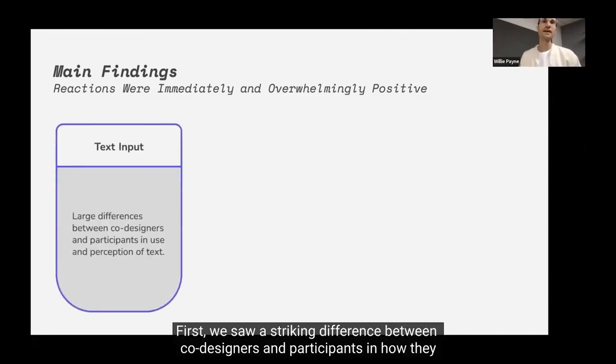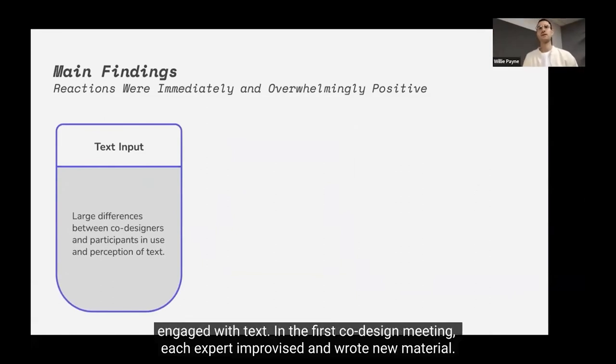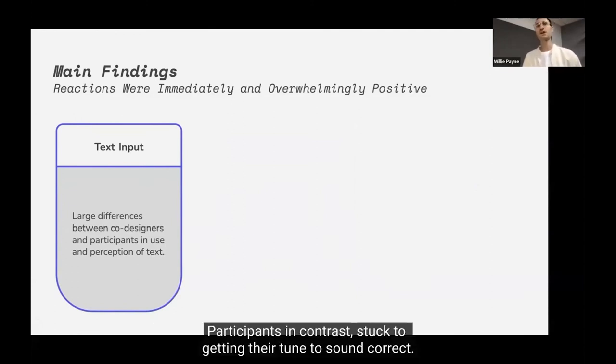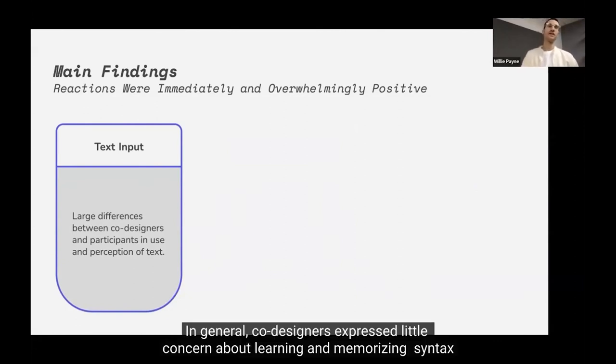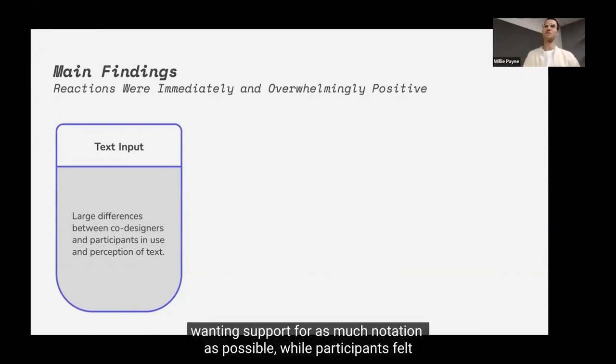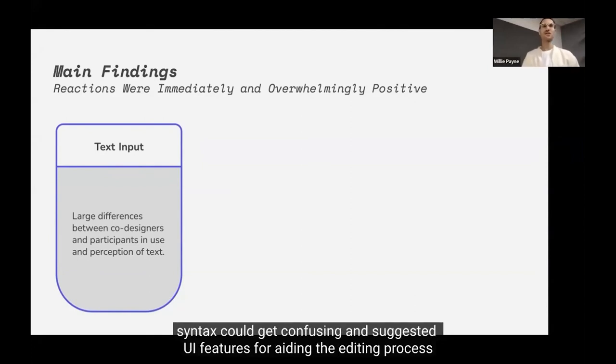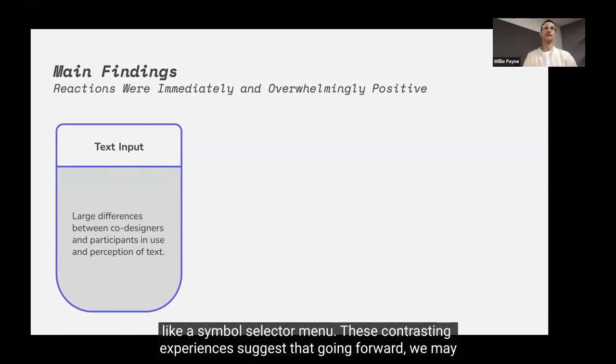First, we saw a striking difference between co-designers and participants in how they engaged with text. In the first co-design meeting, each expert improvised and wrote new material. Participants, in contrast, stuck to getting their tune to sound correct. In general, co-designers expressed little concern about learning and memorizing syntax, wanting support for as much notation as possible, while participants felt syntax could get confusing and suggested UI features for aiding the editing process, like a symbol selector menu.